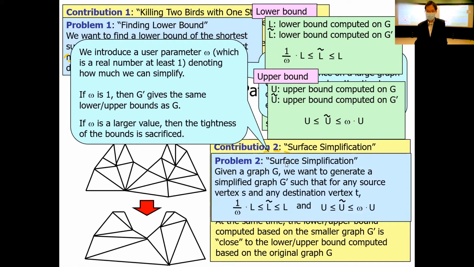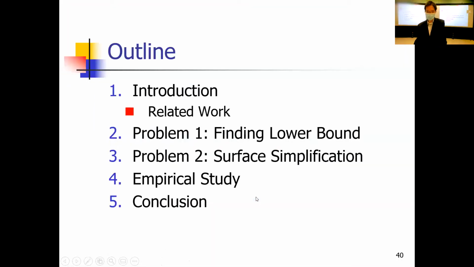Problem 2, surface simplification. We want to speed up the computation of the upper bound and lower bound based on surface simplification. Given the original graph G, we want to generate a simplified graph G pi such that for any source and any destination, these two inequalities must hold. This is problem 2. Now let's go to problem 1.